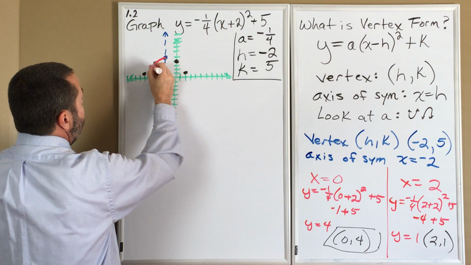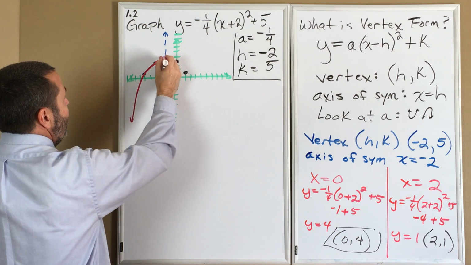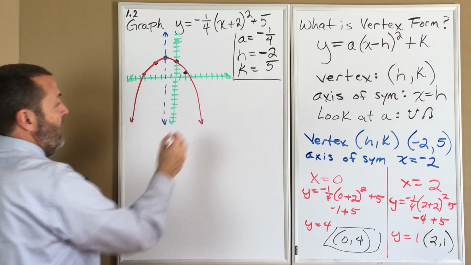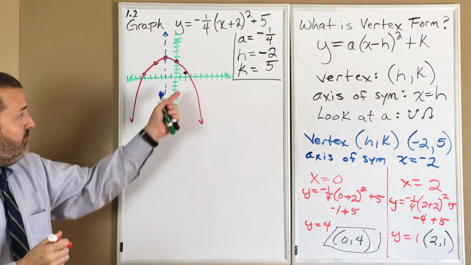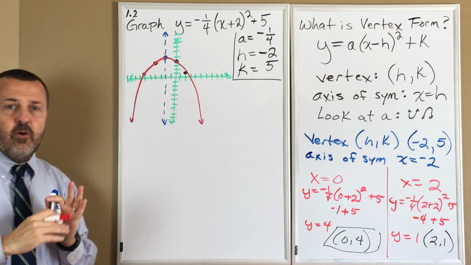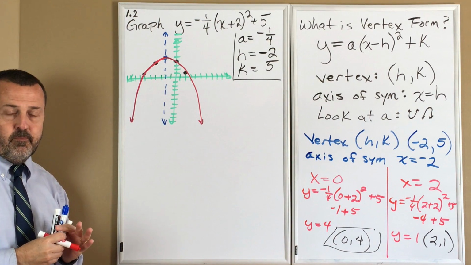From there, I can now draw my parabola. And it looks something like that. Notice I missed a point there. No big deal on our quick graph.